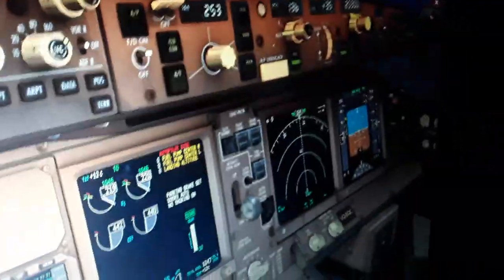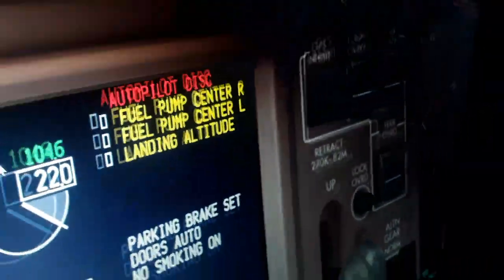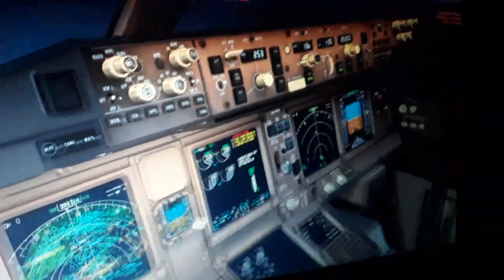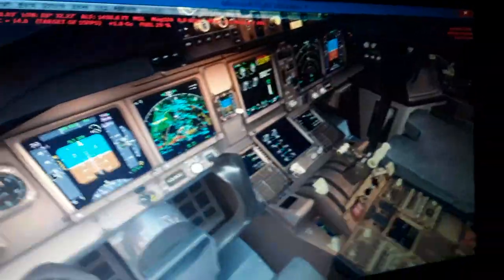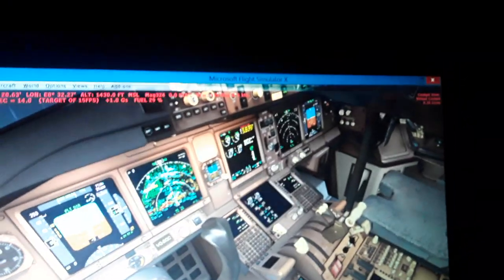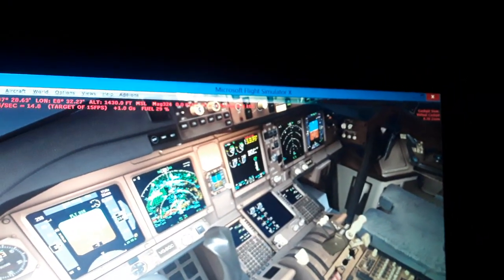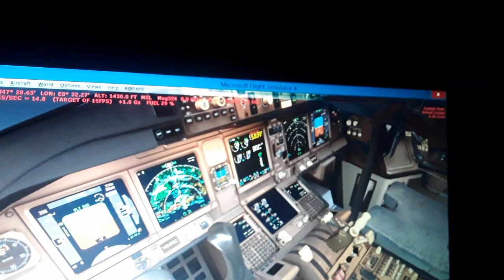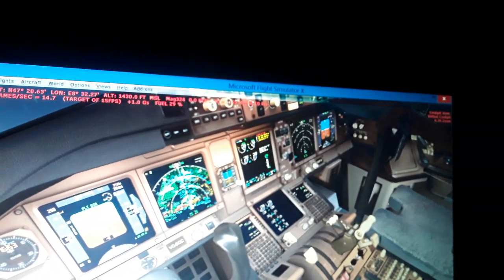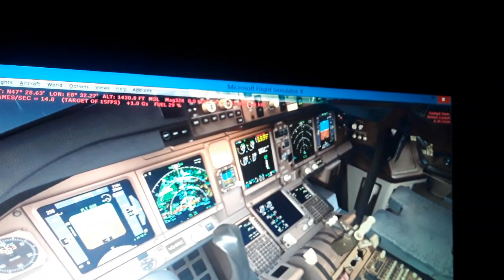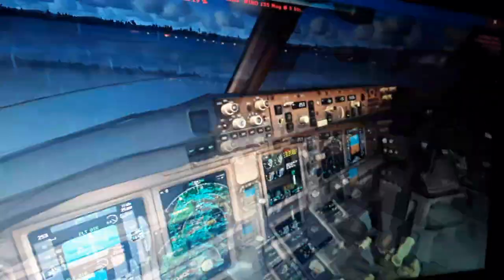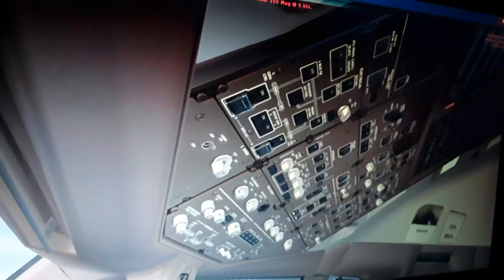I will show you a couple more interesting things about the Boeing 777. So I will continue with the rest of the aircraft. I have to remember how much time we have. We have a few more minutes left.